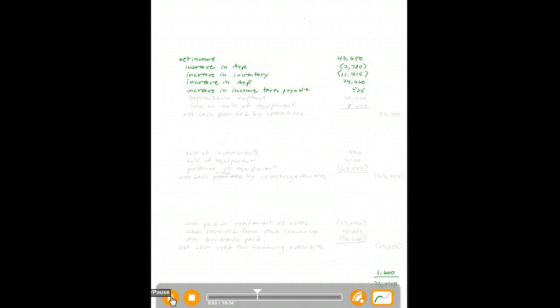All right, so the next thing that we're going to look at here is we have to add back our depreciation expense. So you come over here to the income statement and you've got depreciation of $29,400. So we'll add that back. The reason we add back depreciation expense is that it is a non-cash expense. You debit depreciation expense and you credit accumulated depreciation. So no cash is going out. So we're adding that back.